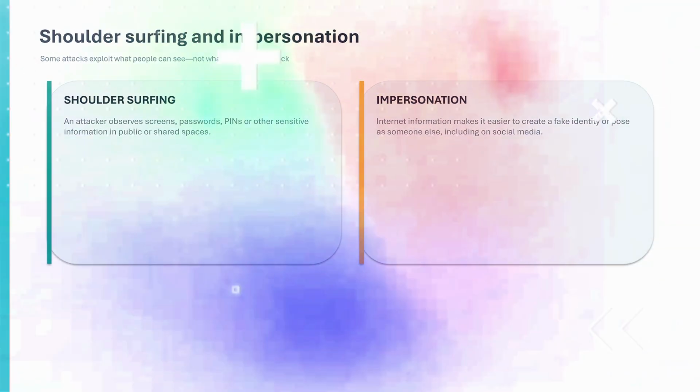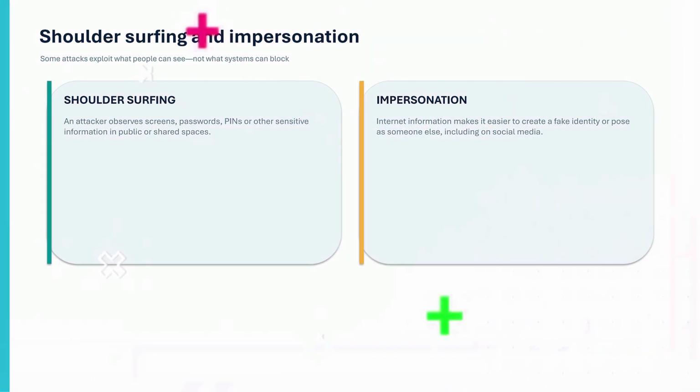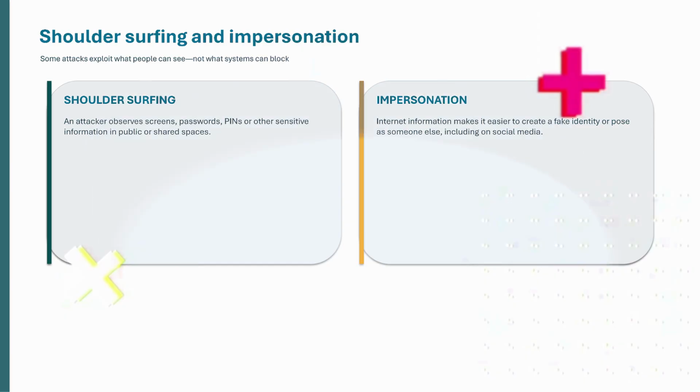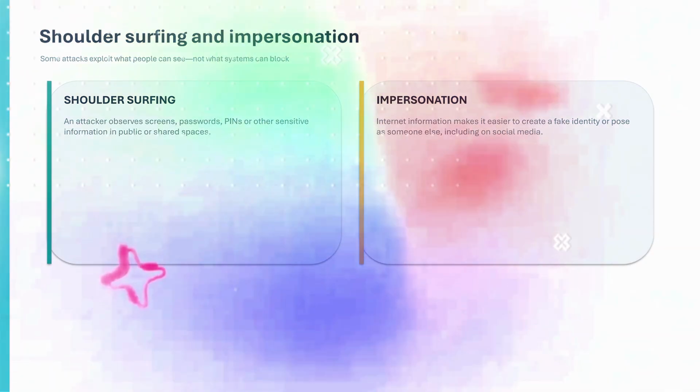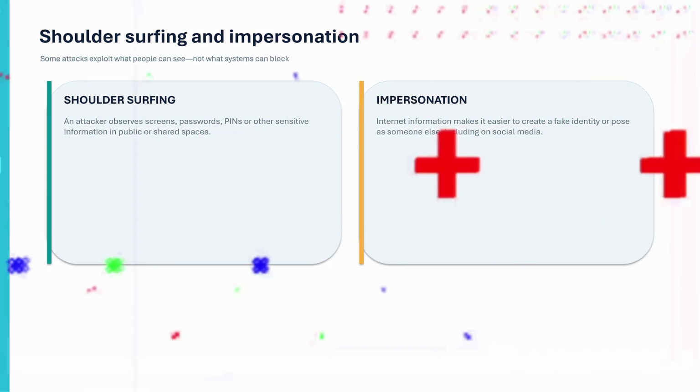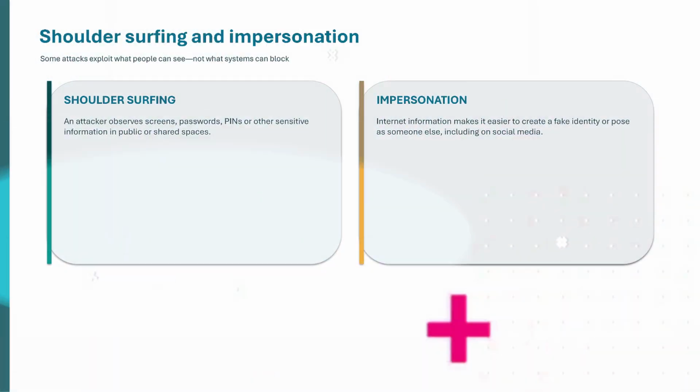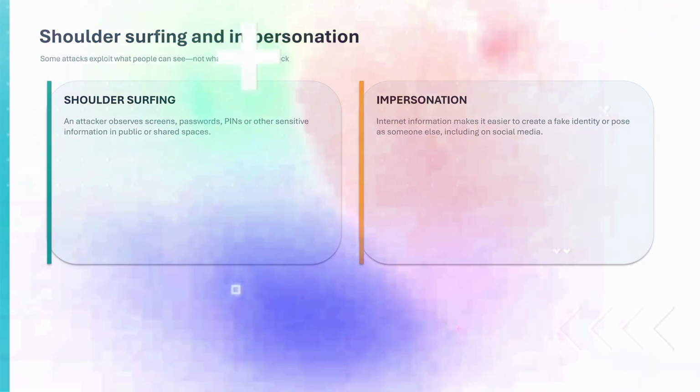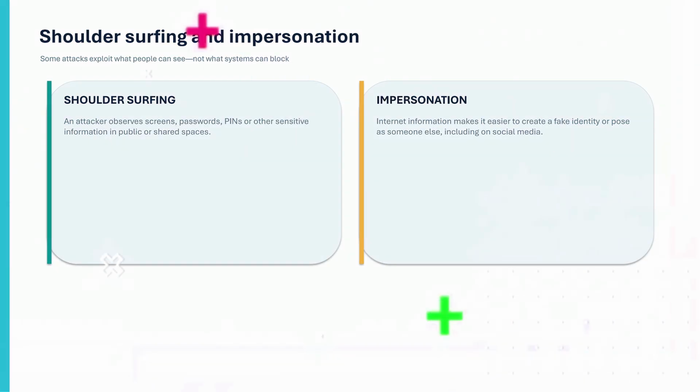Not all cyber attacks involve sophisticated software. An attacker can watch your keypad, view your screen in a public space, or gather details online to impersonate you. Someone sitting near you in a cafe can observe you entering a password and use it later. Using privacy screens, locking your screen when stepping away, and keeping sensitive conversations private help mitigate this risk.